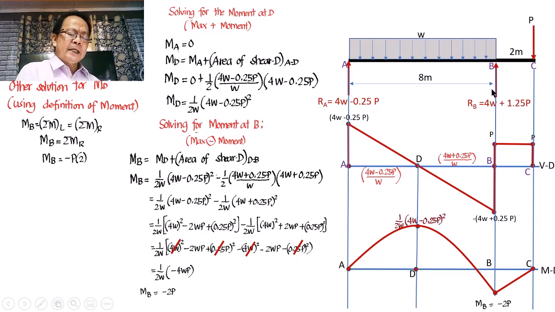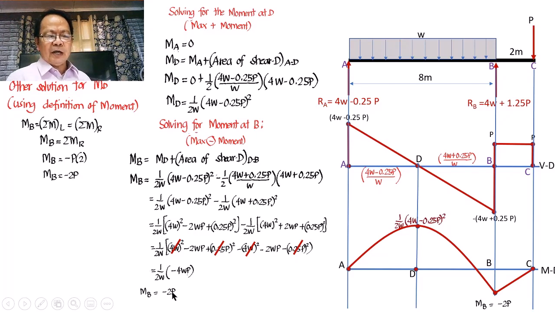So mapapansin natin dito, itong P na kapag in-apply natin dito sa beam will cause the segment BC to concave in the downward direction. Kaya inaasahan natin na yung moment that will be produced by this P upon B will be causing a negative moment, and that is equal to a negative of 2P. Kaya itong value na ito is also the same as this one, di ba?